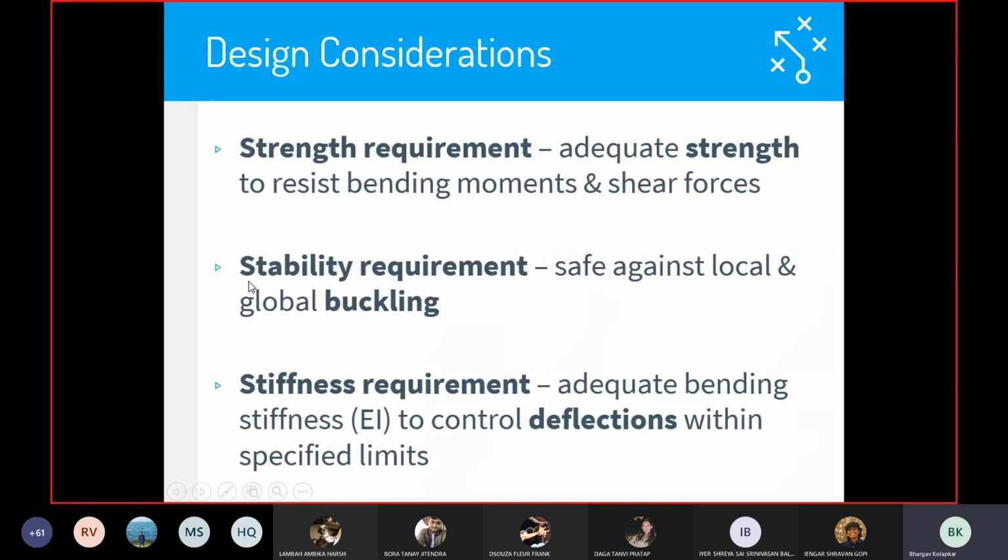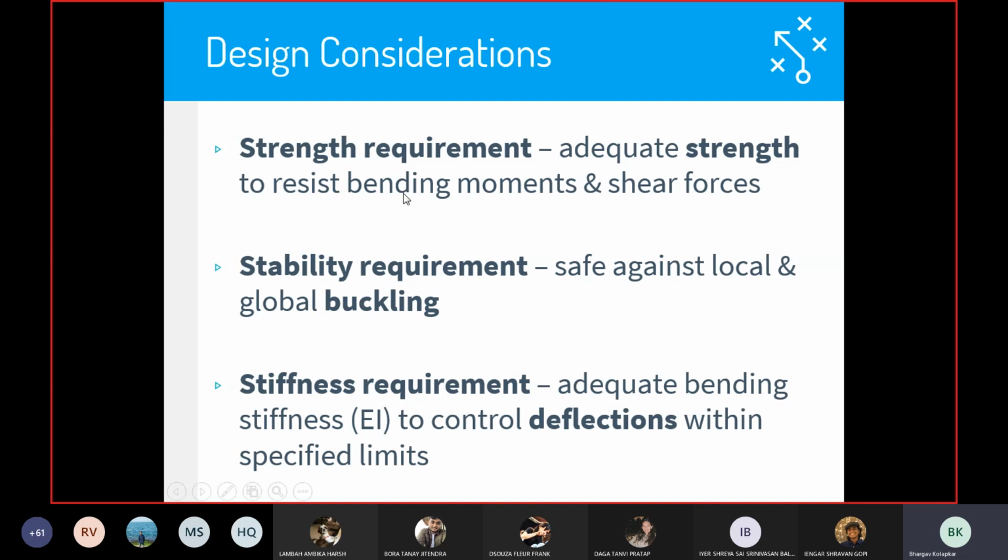So, what should we consider while designing a beam? Or when we say that design a beam, what does that mean? And what should we take into consideration? So there are three most important factors. First, and the most important, is that the beam should have adequate strength to resist all the bending moments and all the shear forces that it is going to experience. And that is what we do.